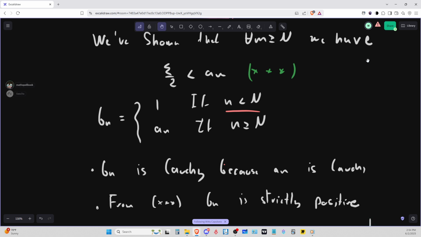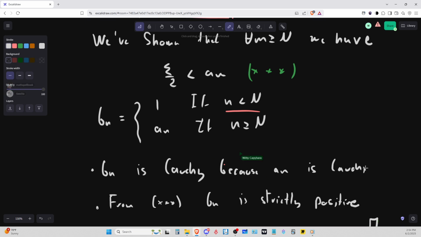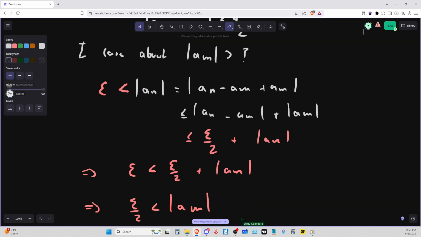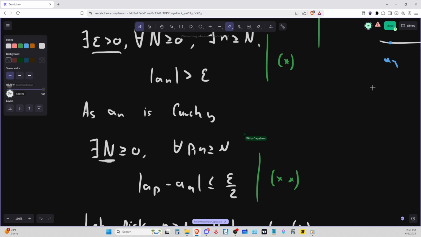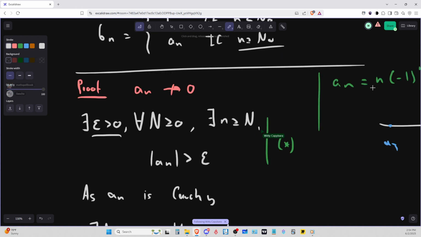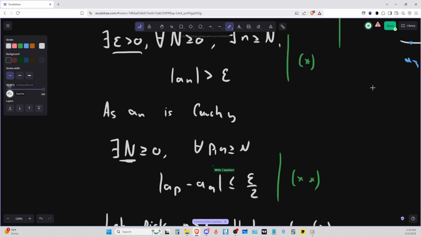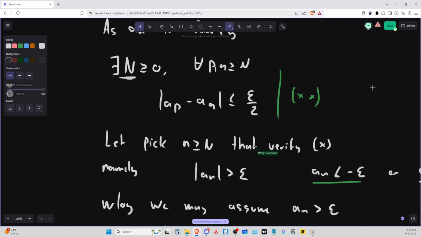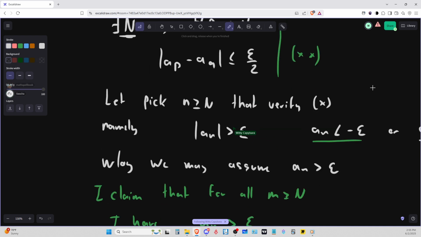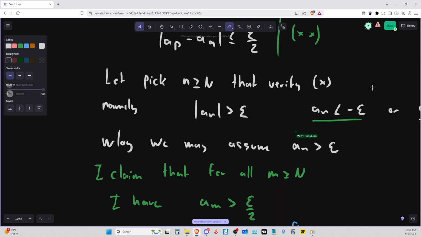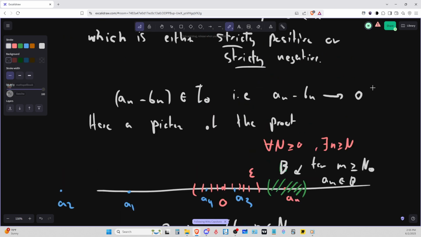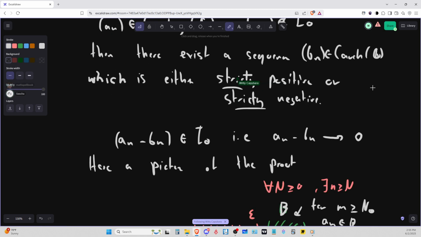Yeah. Okay, so this showed the claim. To summarize, if we have a Cauchy sequence which is not converging to 0, then we can find another Cauchy sequence whose terms are strictly positive or strictly negative, such that the difference between it and our initial Cauchy sequence goes to 0, right? That was the proposition that we just proved. If we go back to the top, an minus bn is going to 0.